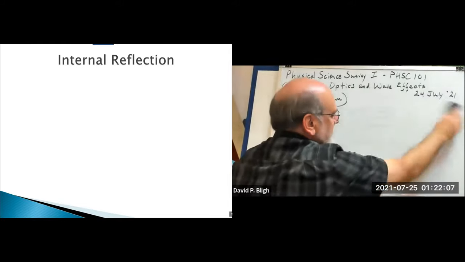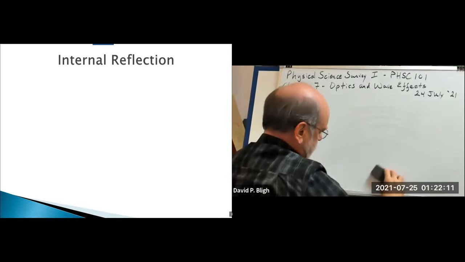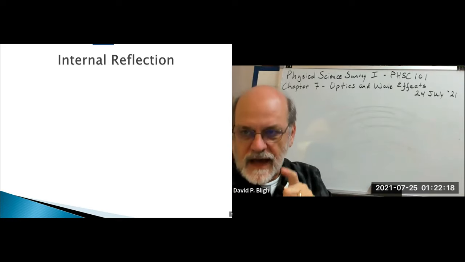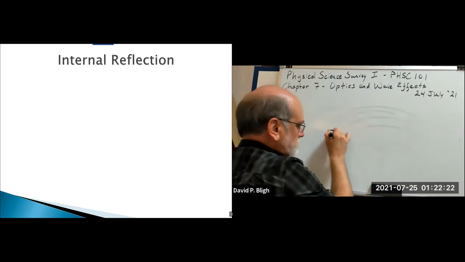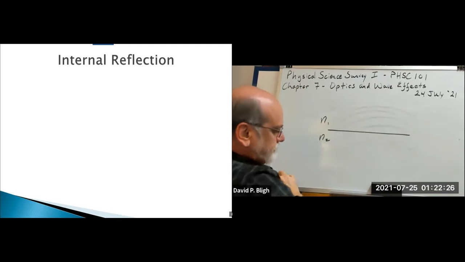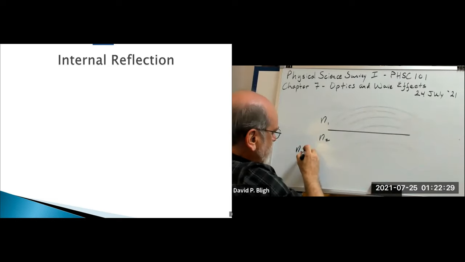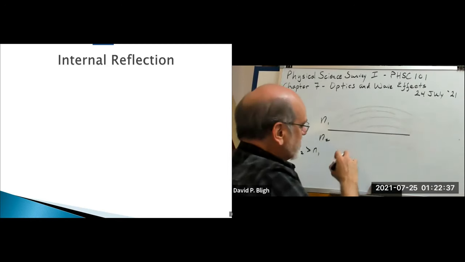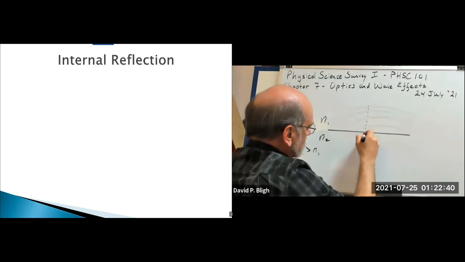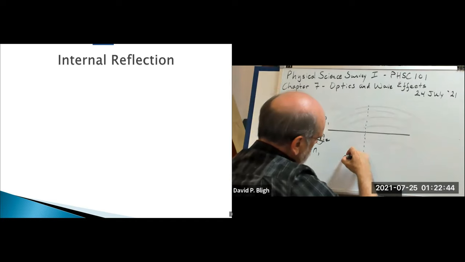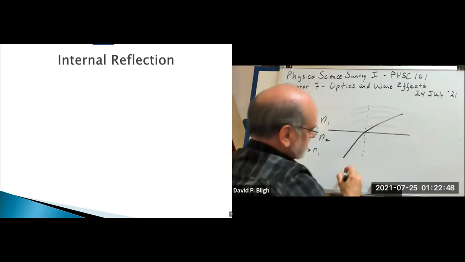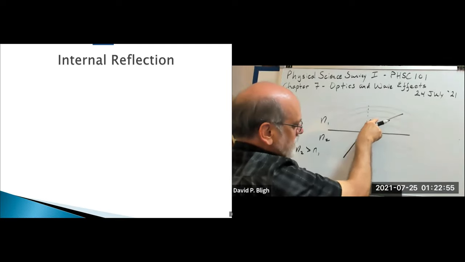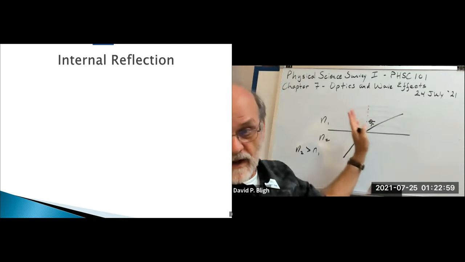Now, let's talk about, remember that situation where a light begins in the higher index medium. Okay. In this case, N2 is greater than N1. So this is the higher index medium. And if a light beam comes in like this, then it's going to go off like that, right? This theta and this theta, this one is greater than that one. The light bends away from the normal.